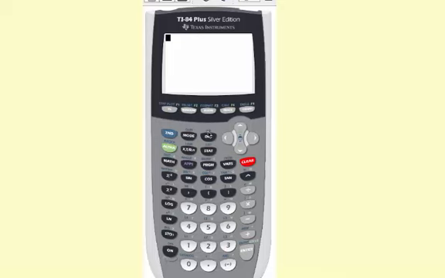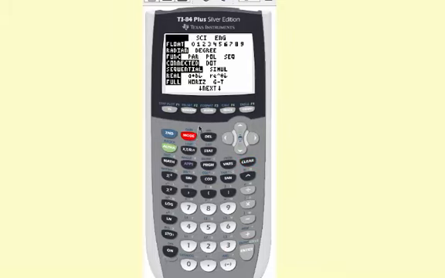And first thing, I'm going to check my mode. I want to be in degree mode, but notice it says radian mode right here, so I'm going to have to hit the down arrow a couple times, then right, and then hit enter. So then degree is highlighted. Now it's going to figure out the trig ratios correctly.